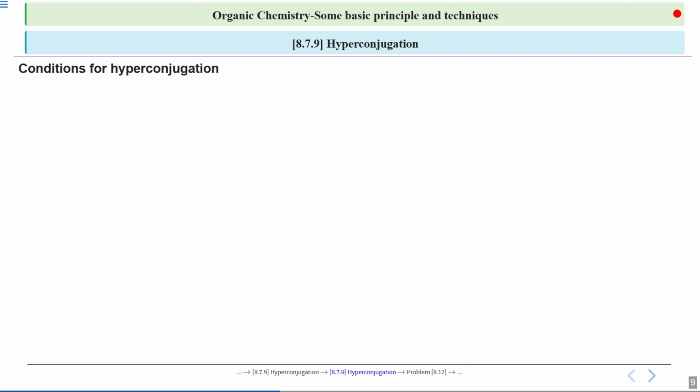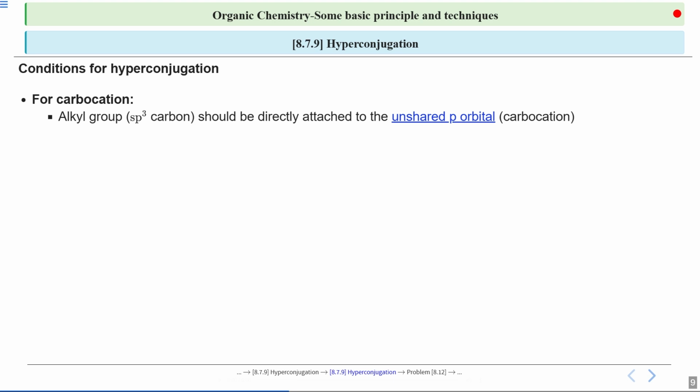Then what is the condition for hyperconjugation? This is the most important one. Why are we saying that only the carbocation and the alkene are capable of showing this hyperconjugation? What is the reason behind it? If we consider it for carbocation, then the alkyl group, which is containing sp3 hybridized carbon, if it is directly attached to the unshared p orbital of the carbocation, then and only then you will see hyperconjugation in case of carbocation. Because here the sigma electrons of the C-H bond are being donated onto the empty p orbital of the carbocation.